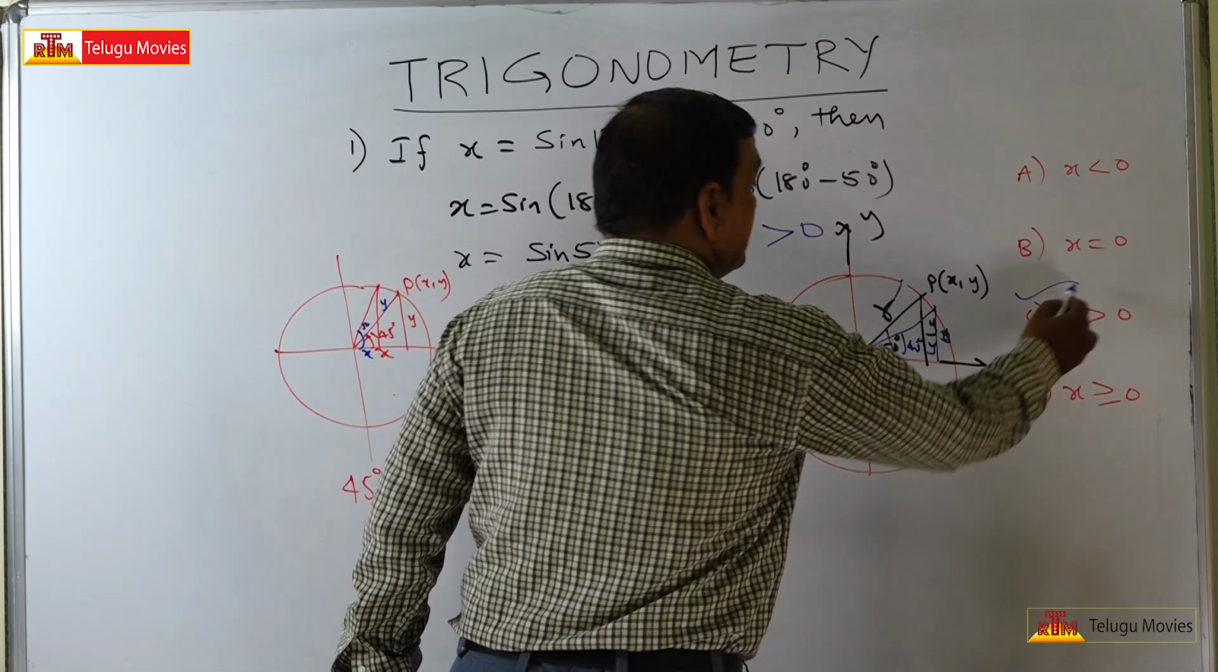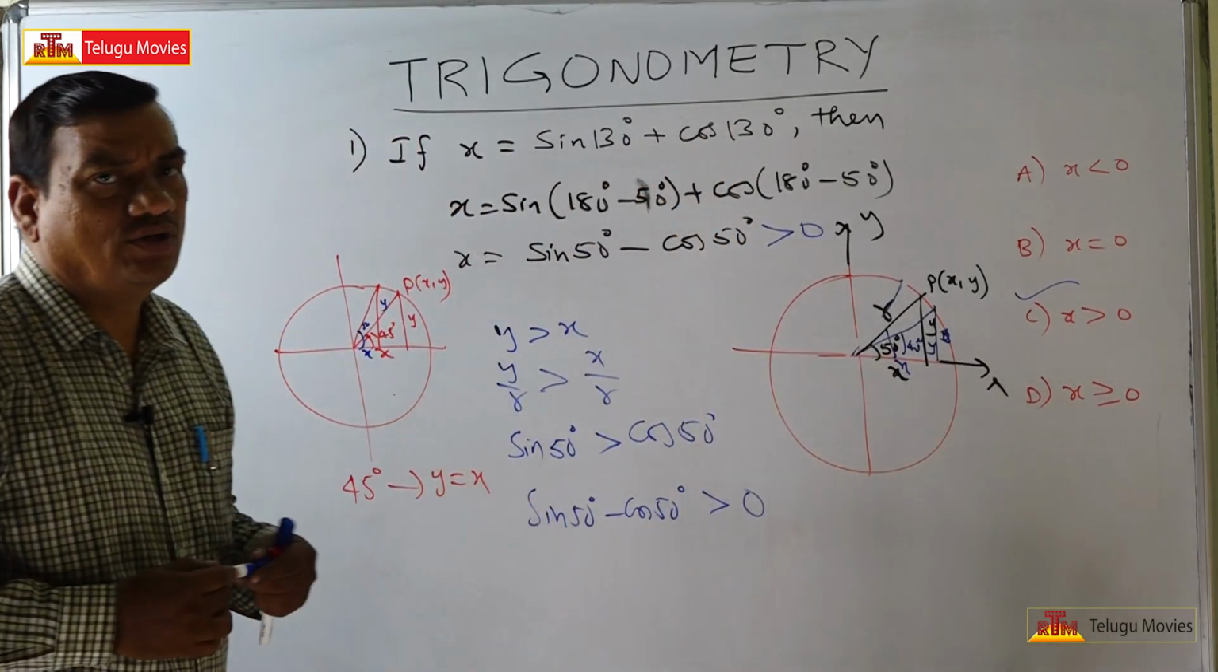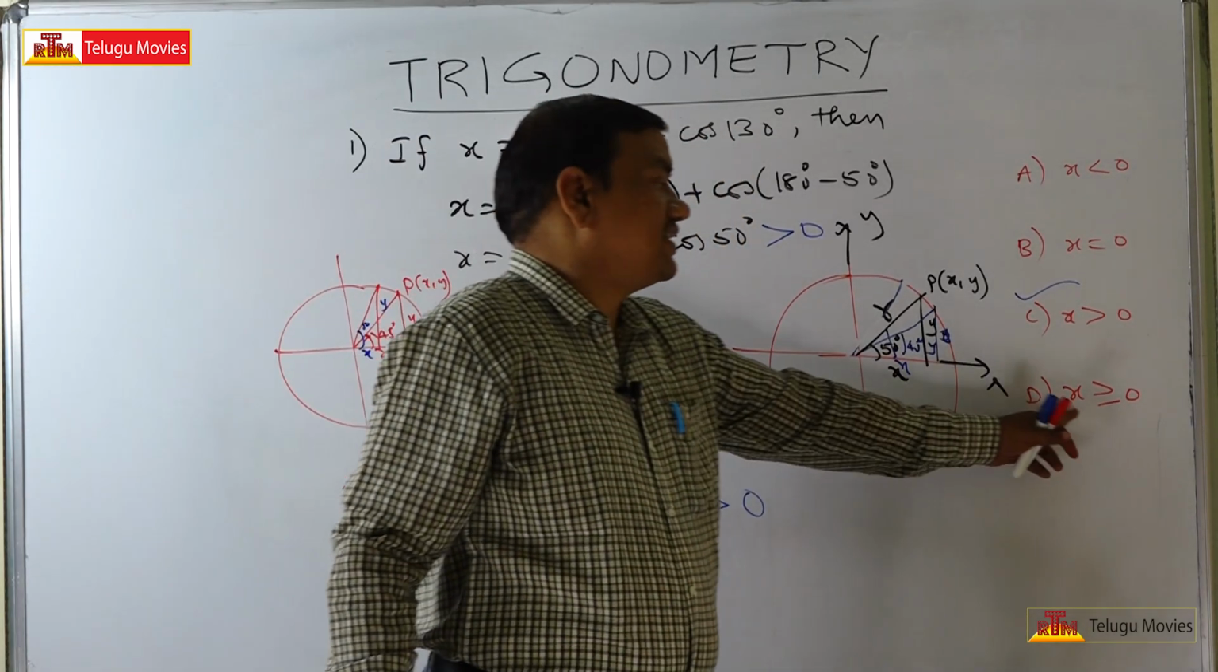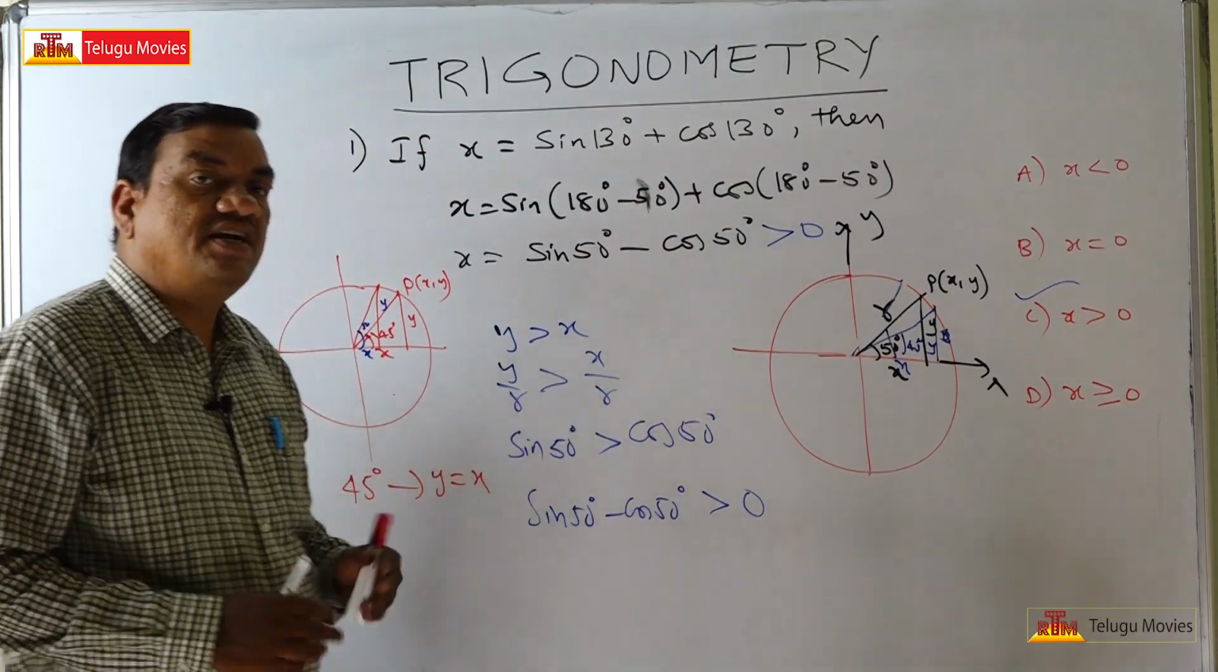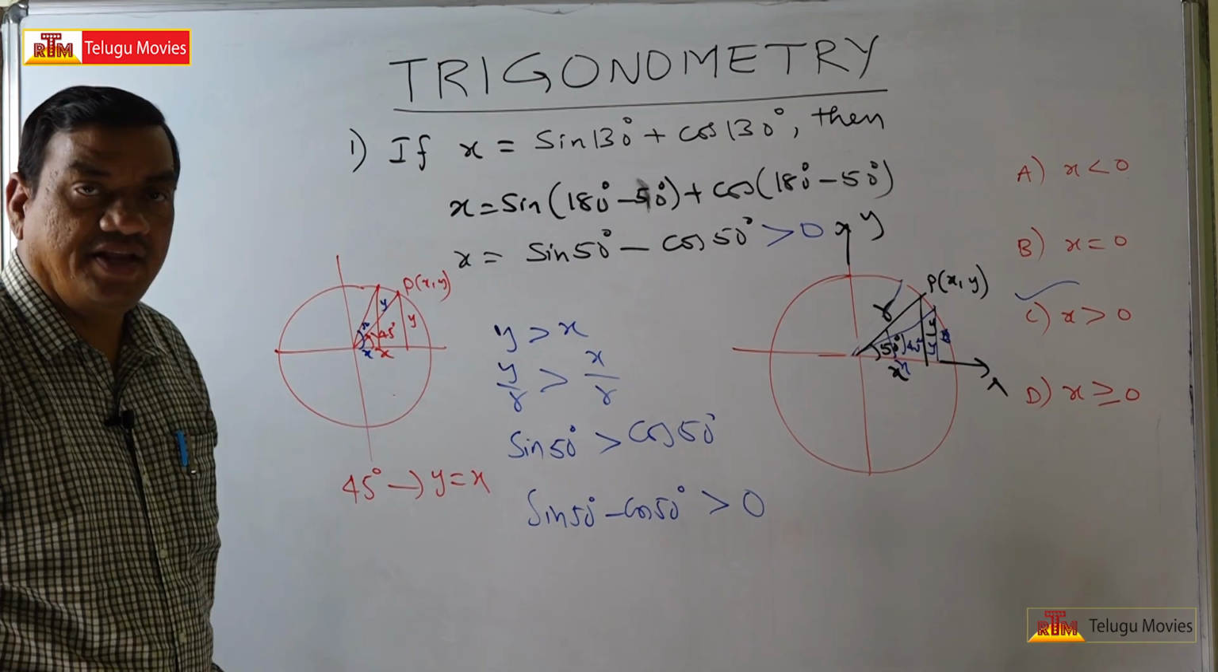On the whole, x is greater than 0. x greater than or equal to 0 is not at all possible. x equal to 0 is not at all possible. Why? Because sin 50 and cos 50 are entirely different. They cannot be equal. Okay?